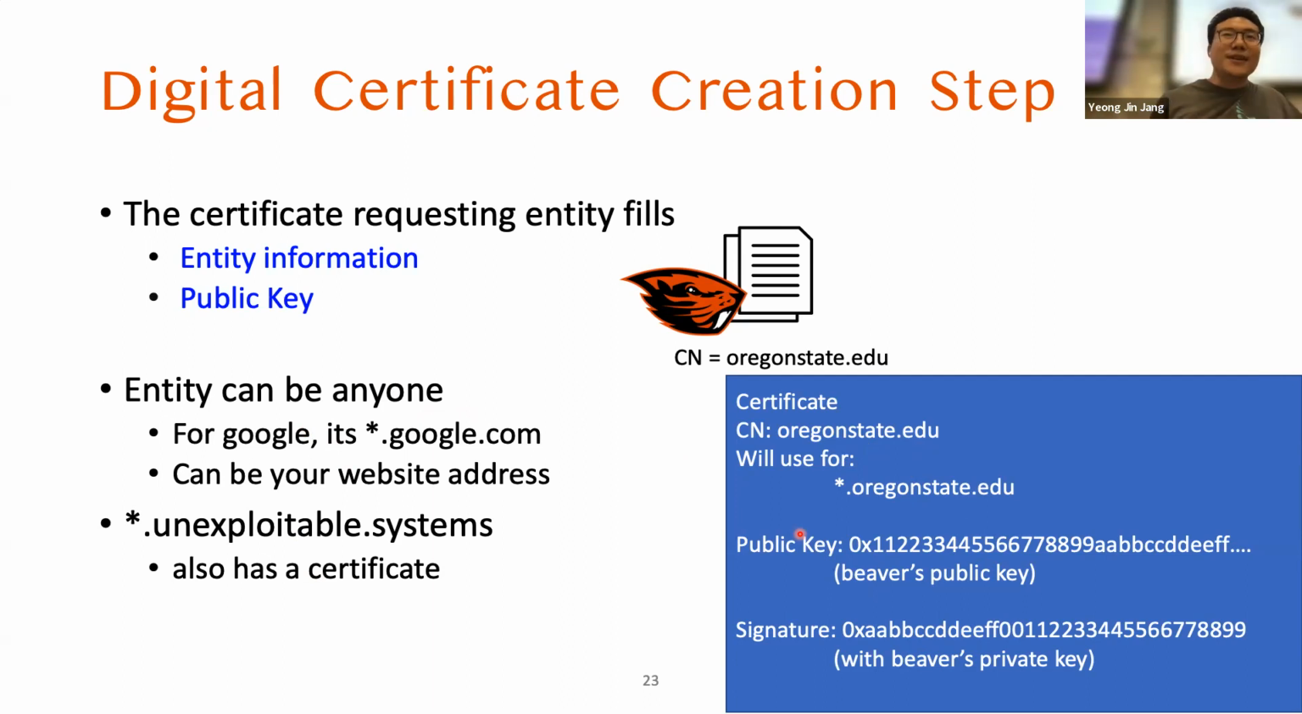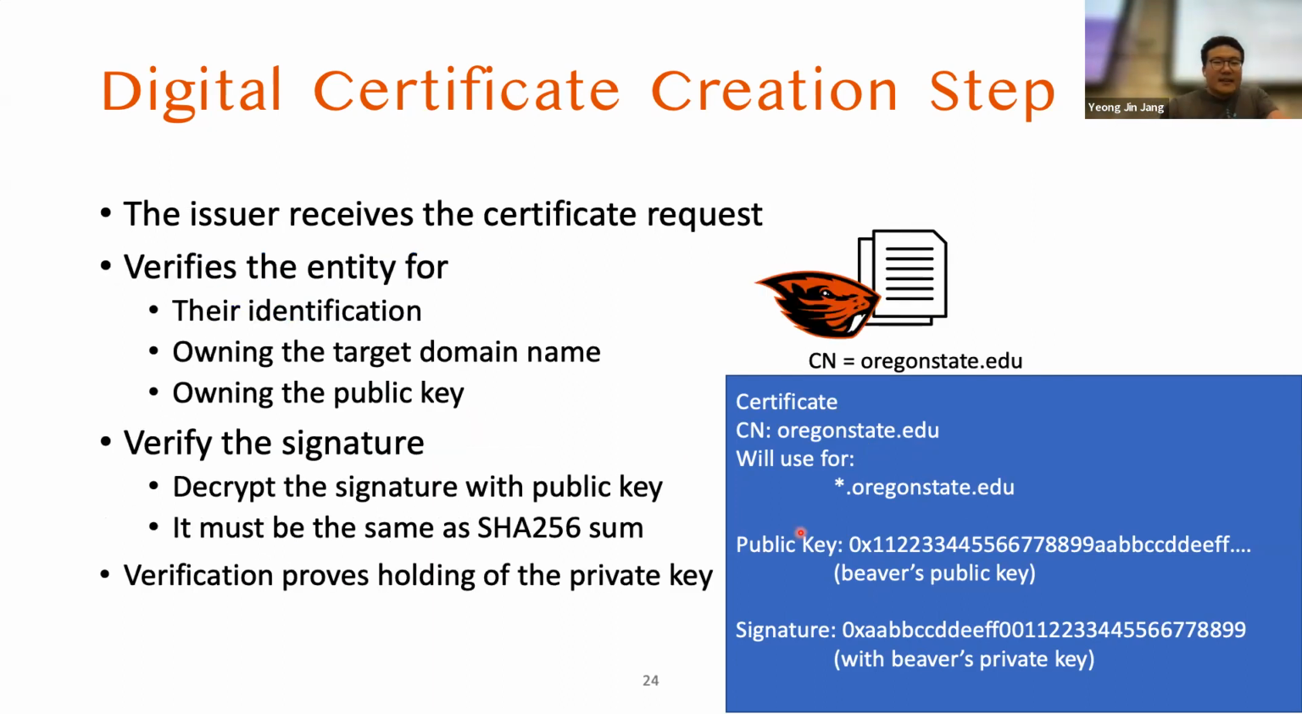So we are doing that for the companies. And then after the issuer receives the certificate request, they need to verify the requester's identification. So whether the requester is indeed owning the OregonState.edu domain, and also owning the public key. And we can do that by verifying the signature.